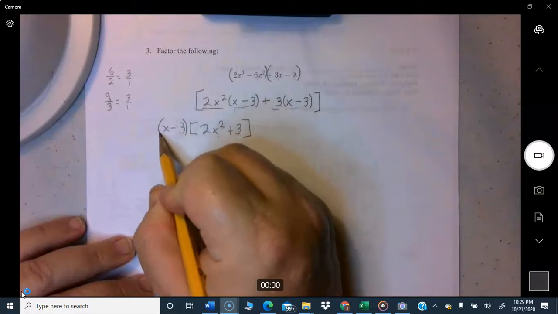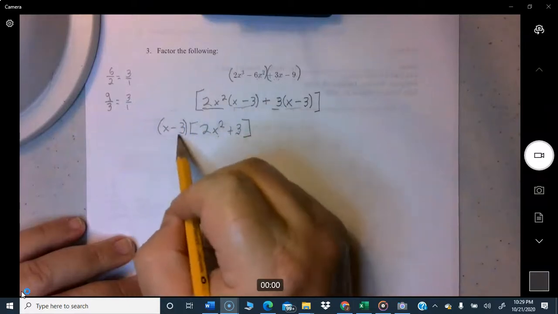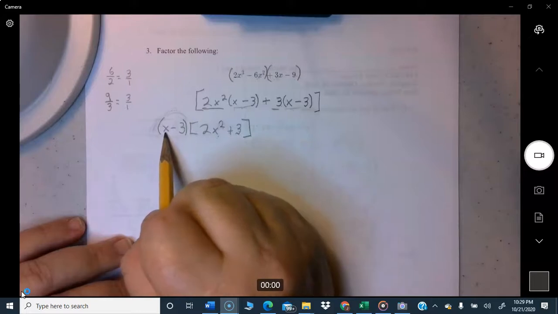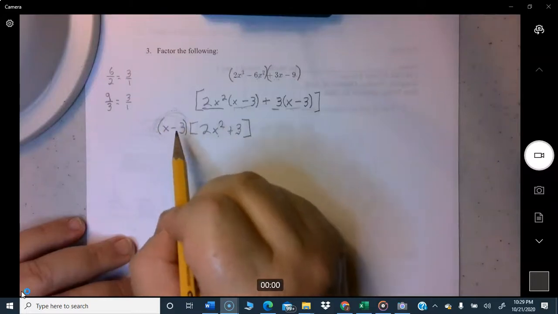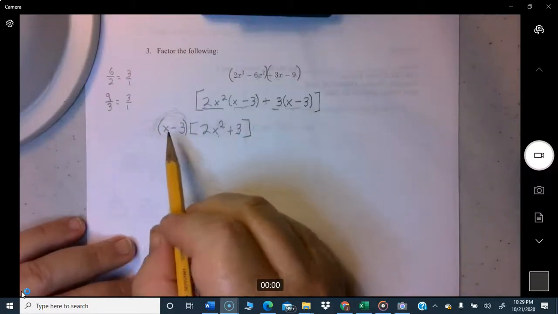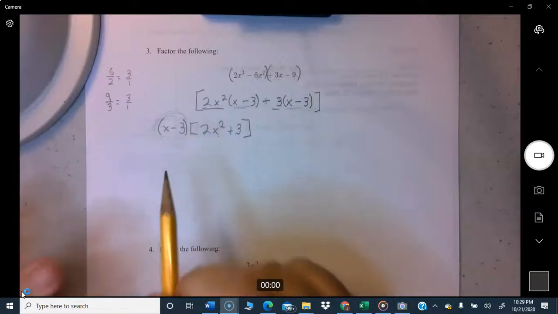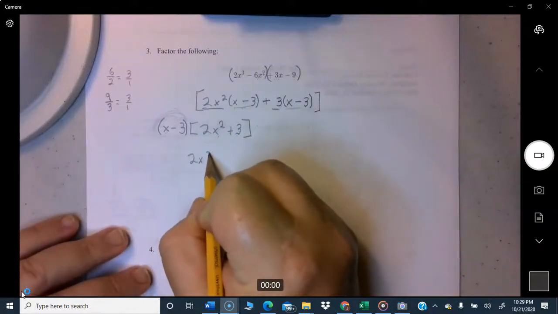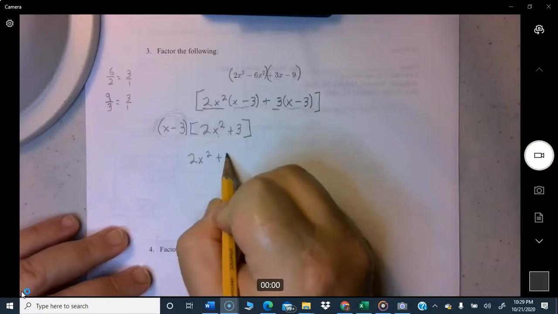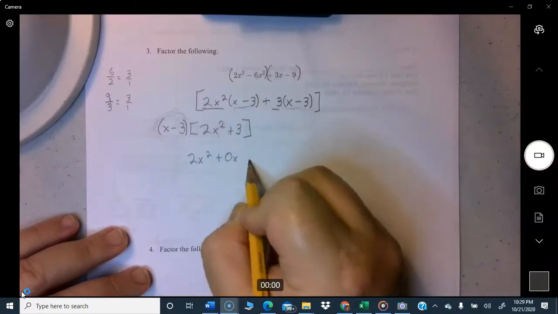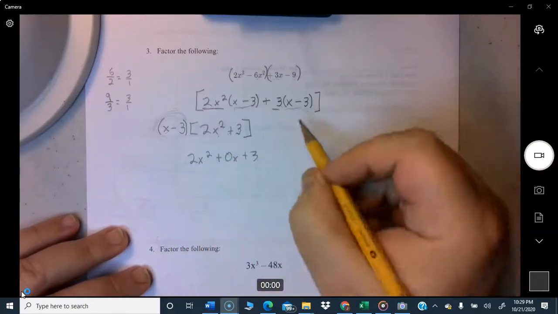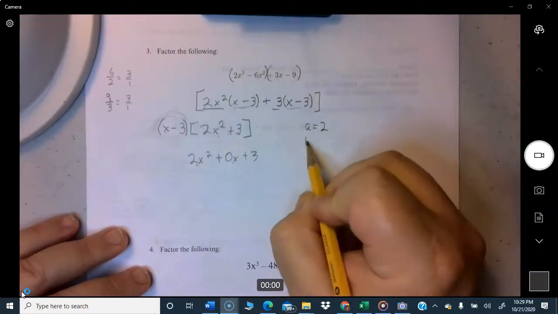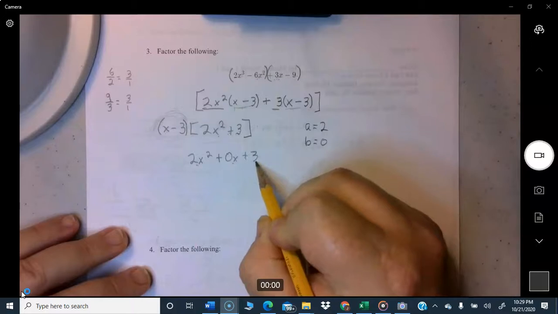First of all, here's one of our factors. And it's asking this time for factors, not roots. That is a factor right there. You don't have to figure out that that's going to be a 3. This is a factor. The x minus 3 or x plus 3 or whatever, x plus whatever, that's going to be a factor. Okay, so here we go. We're going to write this as 2x squared. We don't have an x term, so we're going to say plus 0x plus 3. So we have a equals, in this case it's 2. B is 0 again. And c is 3.